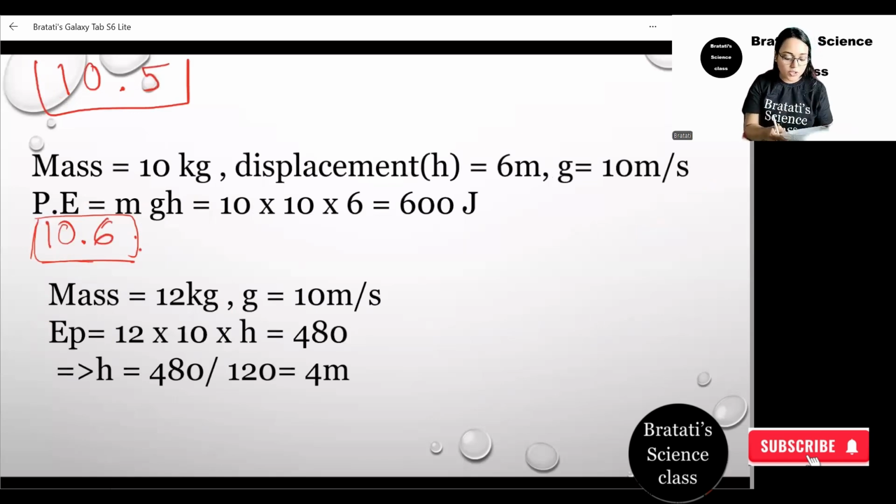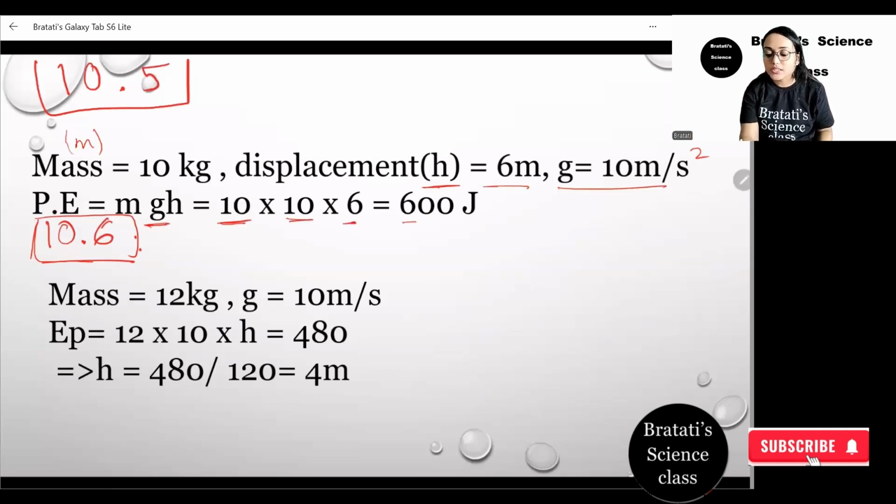10.5. Find the energy possessed by an object of mass 10 kg. M is given as 10 kg and it is at a height of 6 meters. So h is 6 meter. g is constant. For easy solving, if it is not given, we take it as 10 meter per second square. If it is given, 9.8 meter per second square. g equals 9.8 or 10 meter per second square. So potential energy is mgh, that is 10 kg into g, that is 10 meter per second square, and 6 meter. So 600 joule.